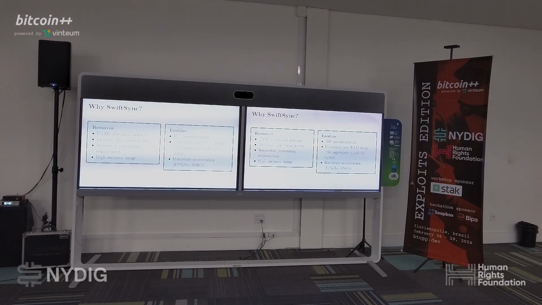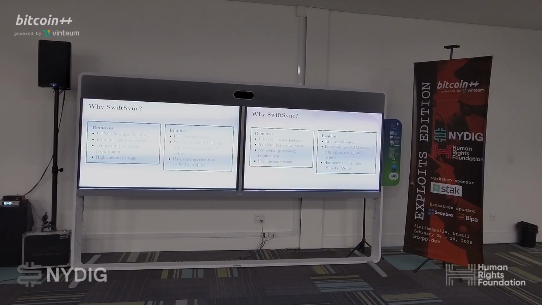So what does SwiftSync enable us to do? Instead of downloading every block sequentially, writing into the UTXO set and deleting from the UTXO set, we can download blocks in parallel. We check the bitmap for whether it's spent or not. If it's spent, you don't do anything. If it's not spent, you write to the UTXO set. So you are only writing. You don't do queries and you don't delete.